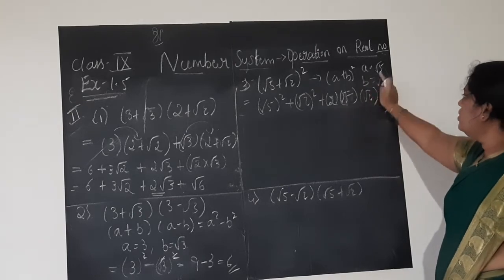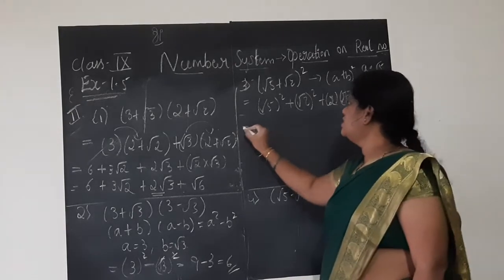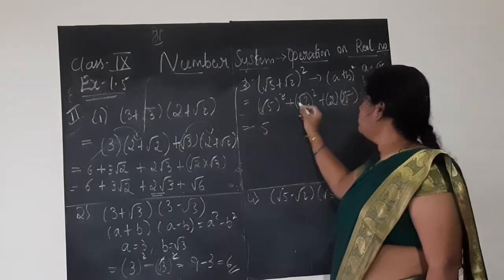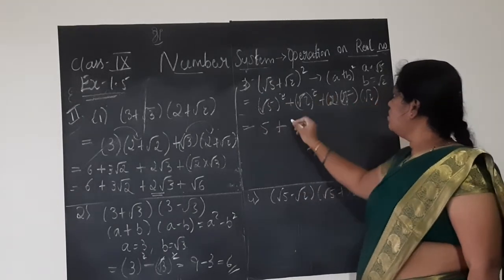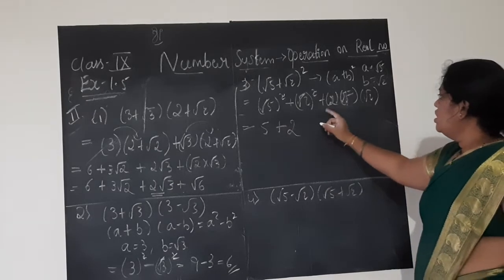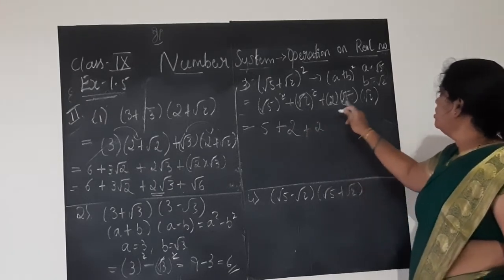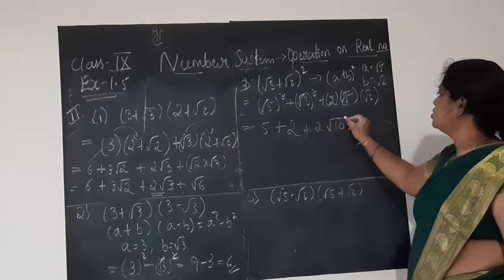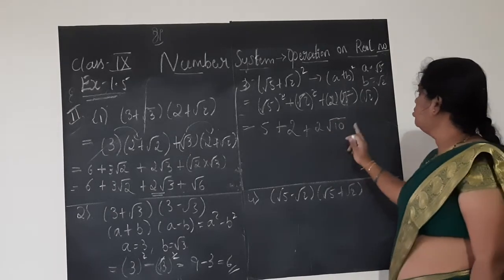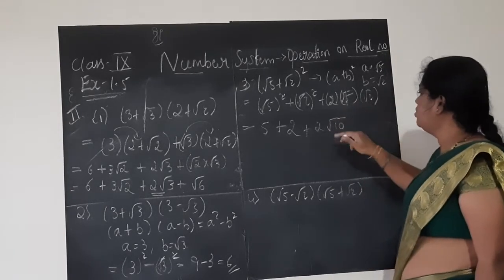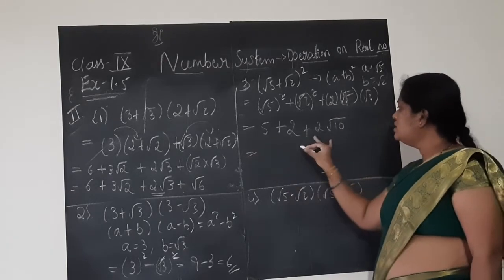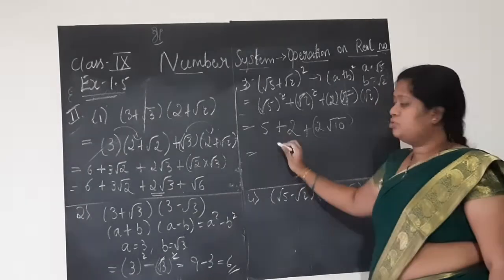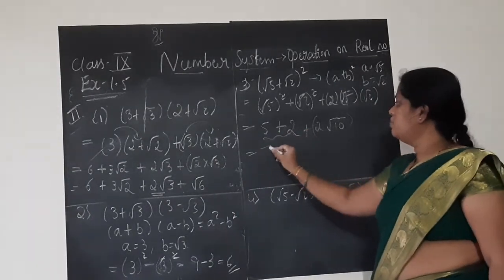a is root 5, b is root 2. Now the next step: the square roots of these two get cancelled, so the remaining is 5, plus as it is, and the square root gets cancelled, so you get 2, plus this 2 written as it is. Root 5 into root 2 is square root 10, so we got 2 root 10. Now this 2 is along with this square root 10, so you cannot add with these two numbers, but you can add these numbers which are outside.